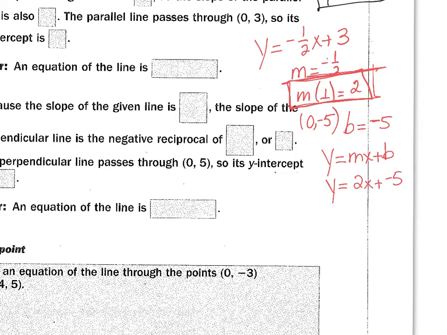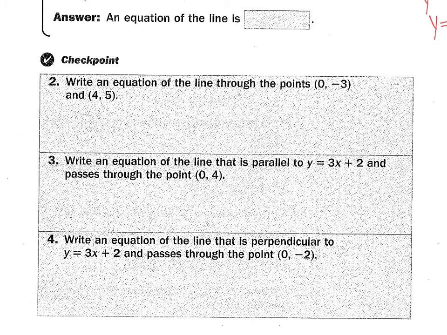Yep. What's another way to write that? Hannah? Yep. Let's look at number 2. It says write the equation of the line through the points (0, -3) and (4, 5).